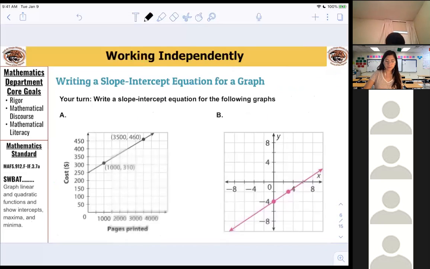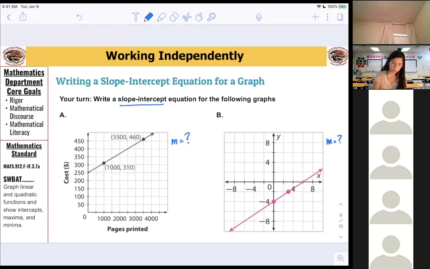Okay, so now it's your turn. This time, all on you. You need to write the equation for both of these graphs. But since I'm asking for the equation, what does that mean you have to find first? The slope and the y-intercept. You have two different types of graphs. One of them is a real world scenario, and the other one is just a regular old graph. So we got to get used to doing both ways.